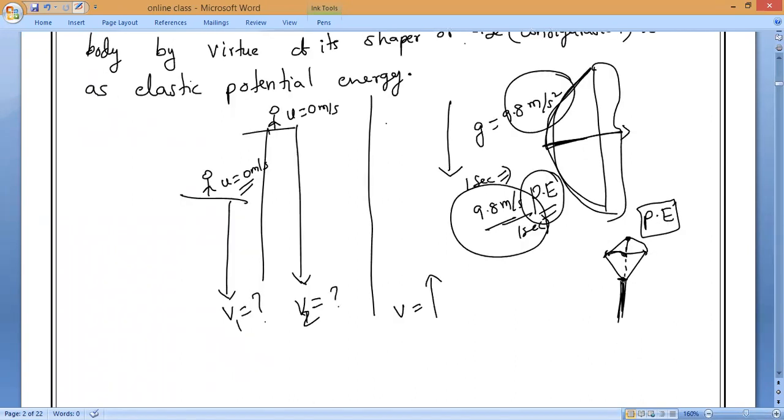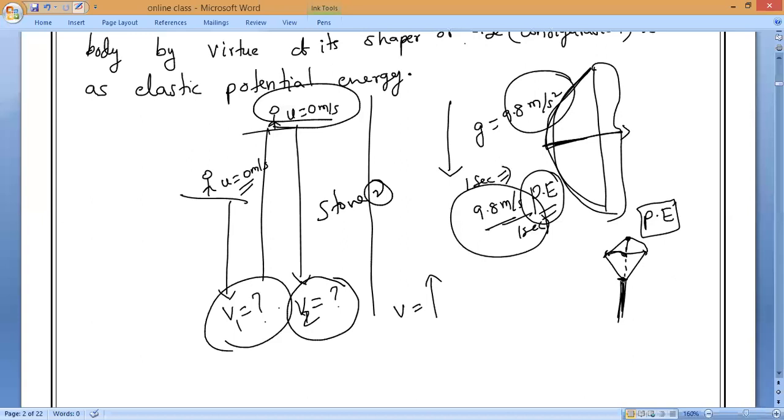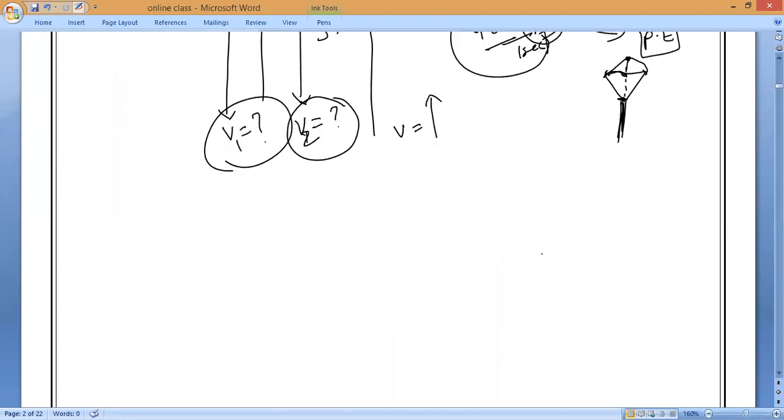Why V2? Everyone? More distance, so the velocity will be more. More distance from the ground. Understanding? So more away from the ground. That is why the final velocity of stone 2 will be greater compared to stone 1. It is happening due to acceleration. That is why the second type, potential energy, we call gravitational potential energy. Write it. Gravitational potential energy. Write it, everyone.